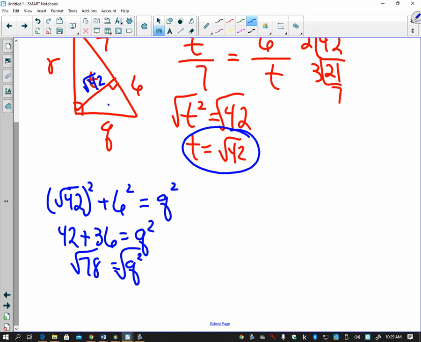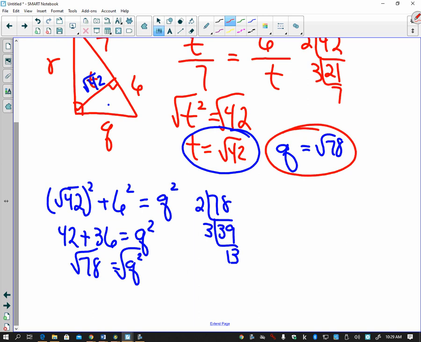All right, let's check and see if 78 reduces at all. It's going to be what, 2 and 39? 2 and 39, is that right? Yeah. 39, I can probably divide that by 3, get 13, 13. So it looks like it just stays. Q is square root of 78. Okay? All right. Square root 78.